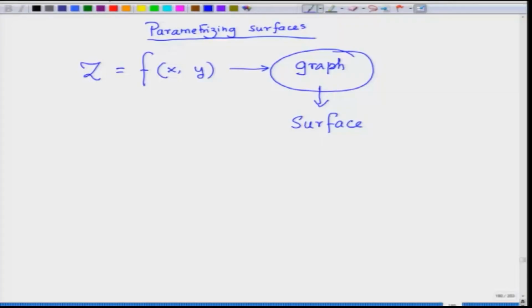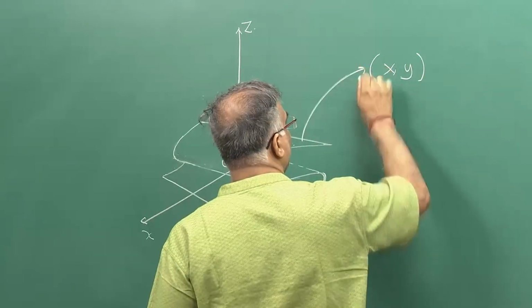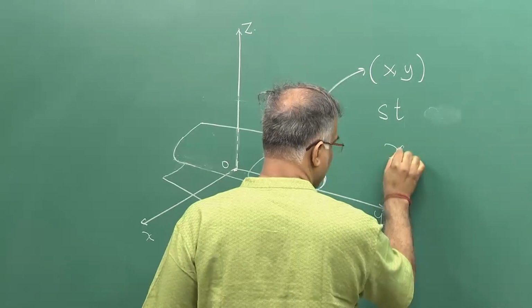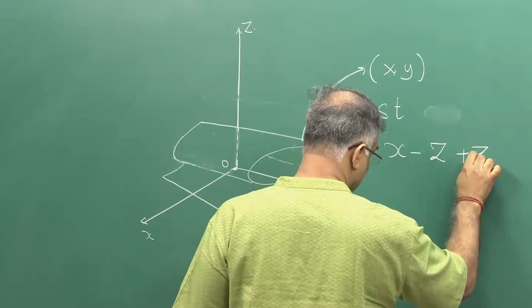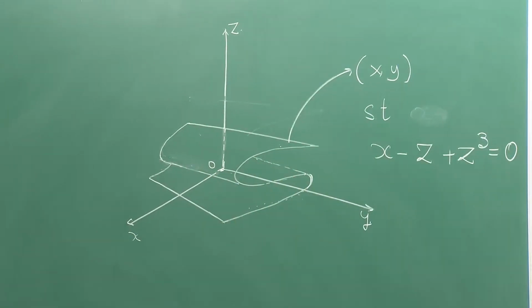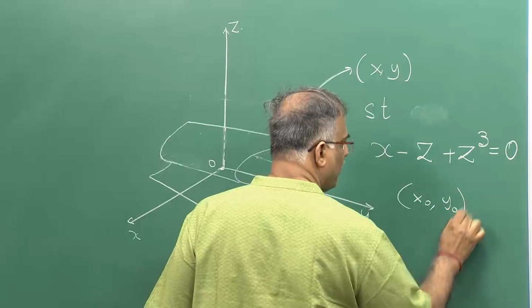So, this surface contains points (x, y, z) such that x minus z plus z cubed equals 0. Is this a function? The answer is no, because take the point x0 and y0 and put them to be 0, 0.